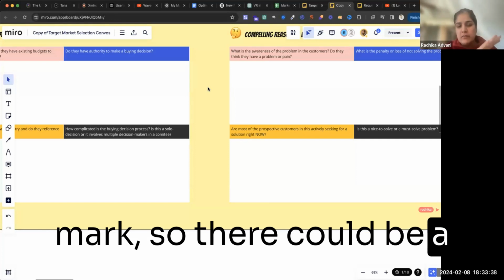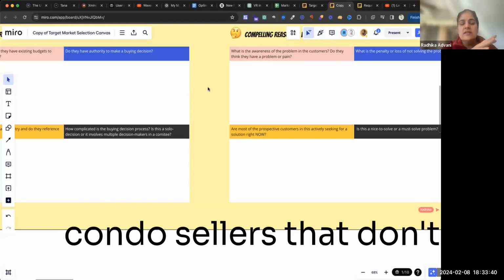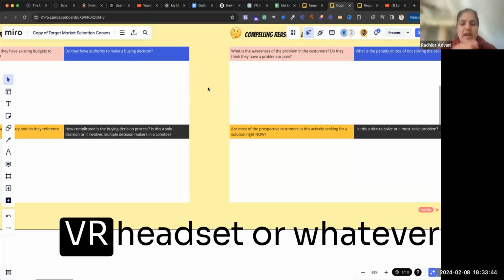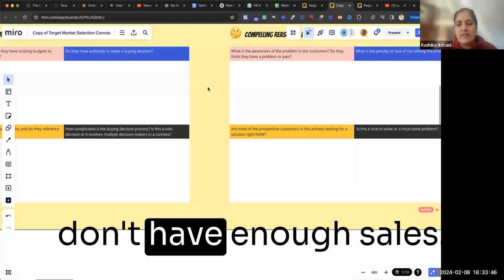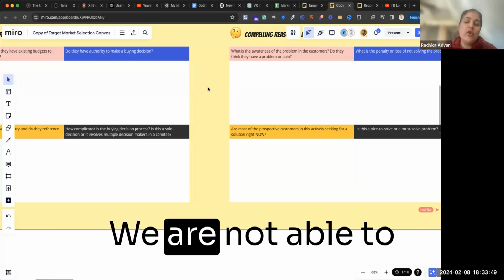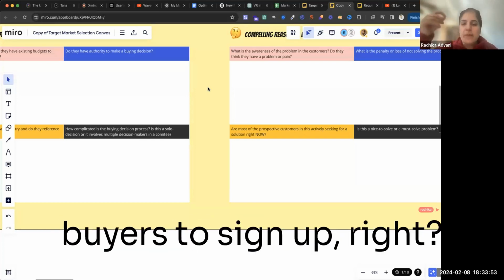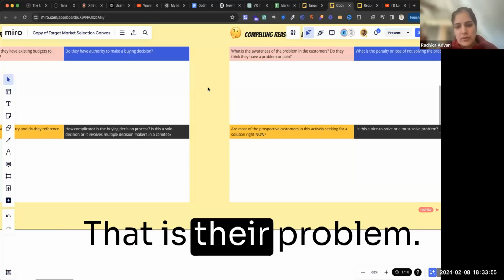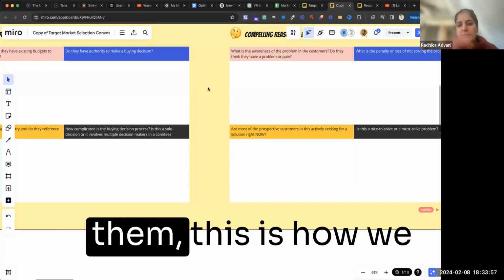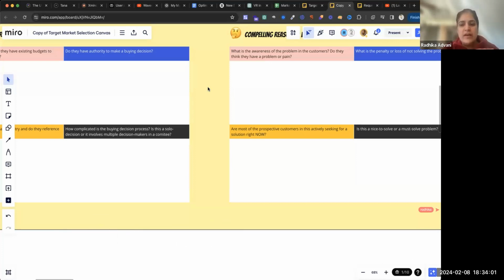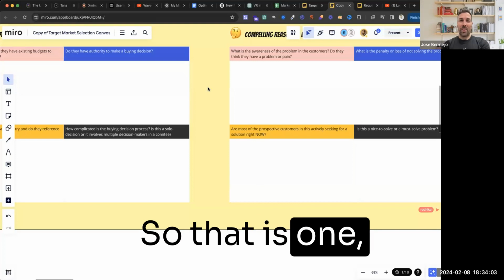So there could be condo sellers who don't tell you the problem is "I want this VR headset." Their problem is we don't have enough sales, or we're not able to convert our properties into a sale, or we don't have enough early buyers signing up. That is their problem. And then you tell them, this is how we can solve it for you. That is the solution.